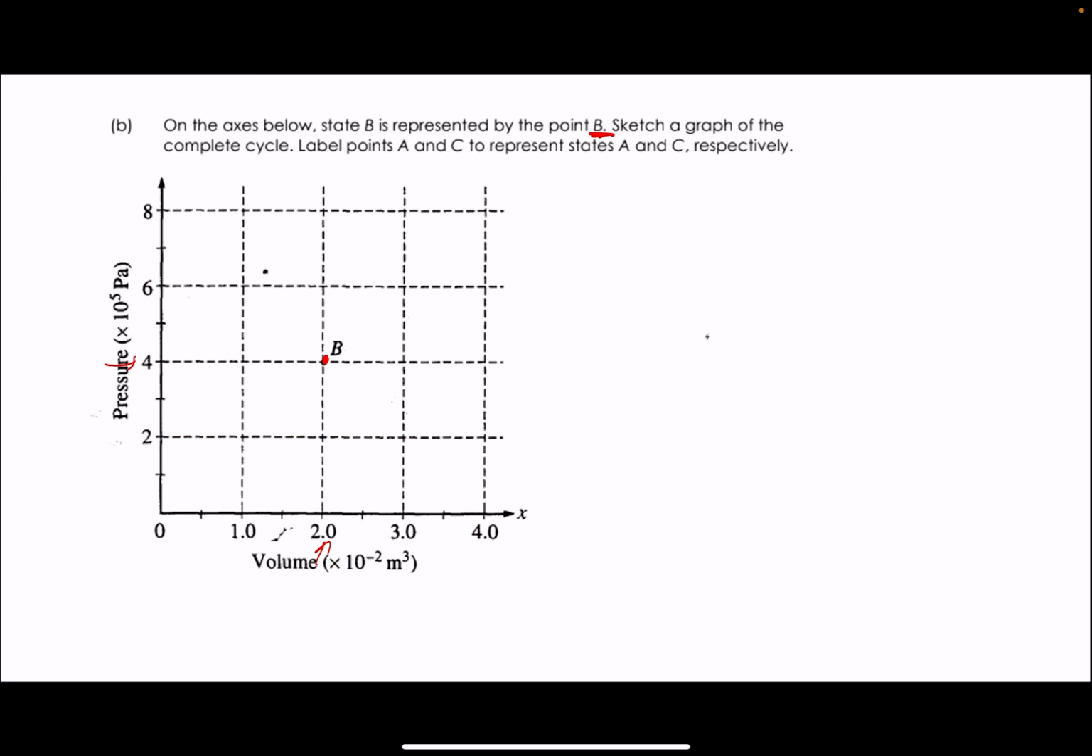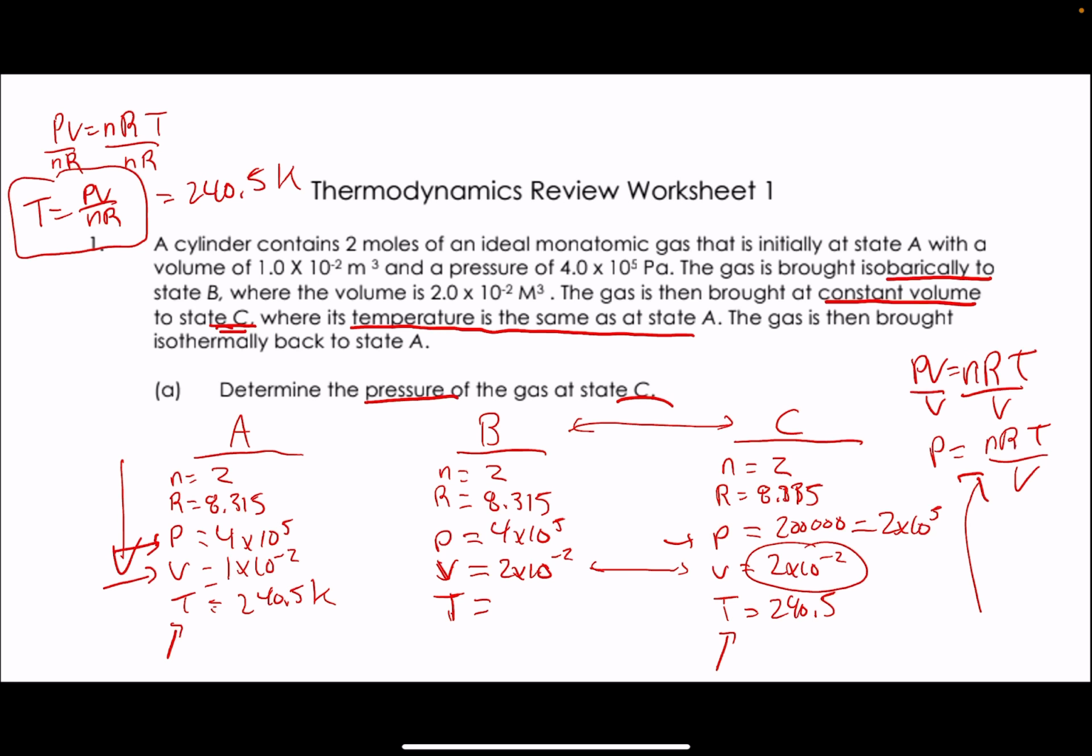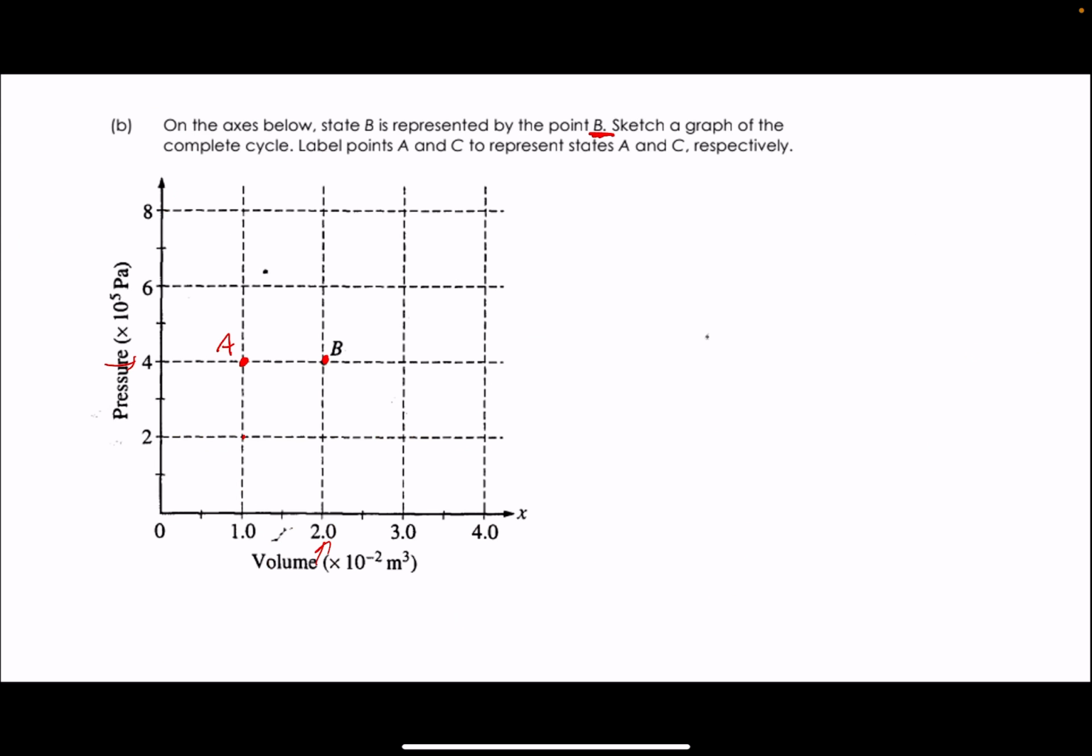Pressure was 4, volume was 1. So right there, right? Pressure is 4, volume 1. That point was A. And what was C? C's pressure was 2 and volume was 2. So let's find that point: 2, 2.